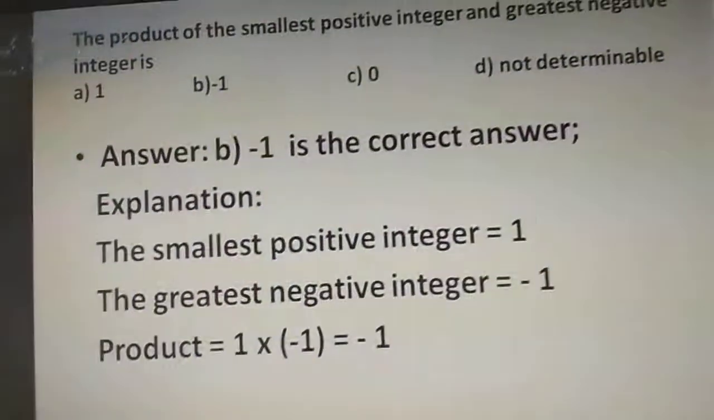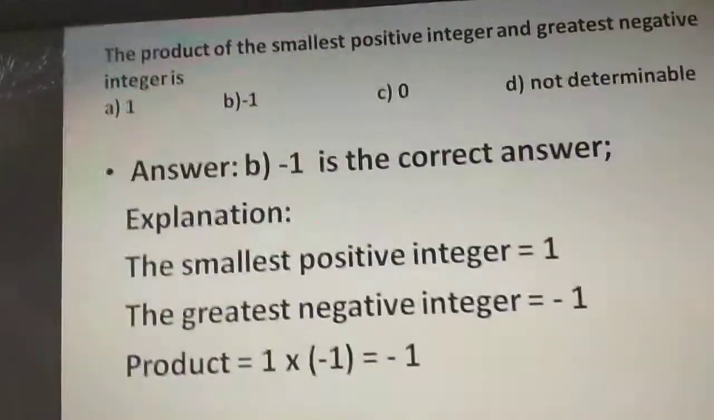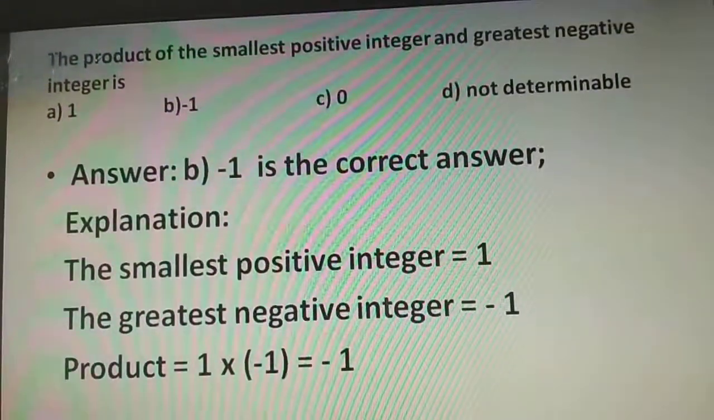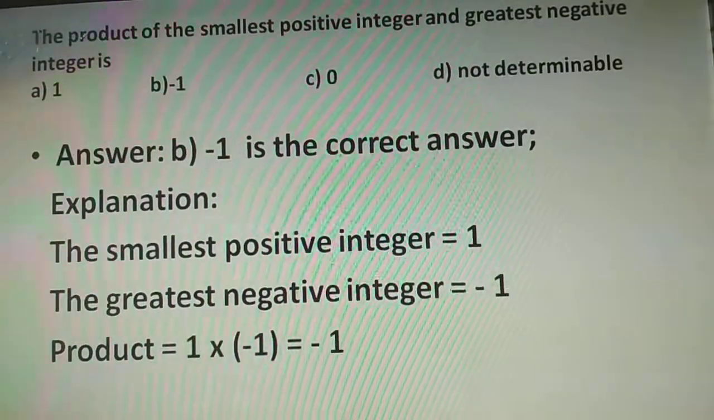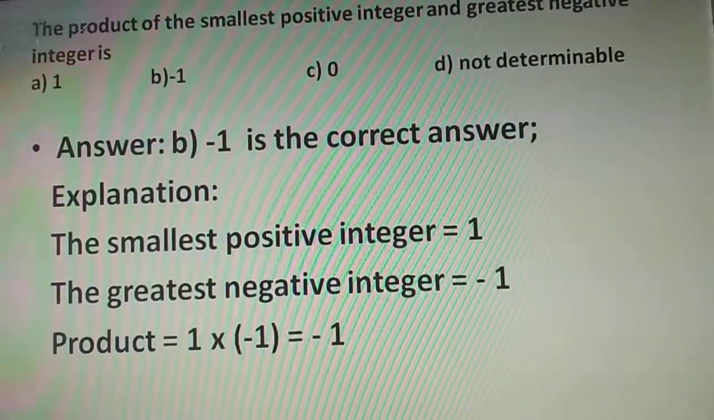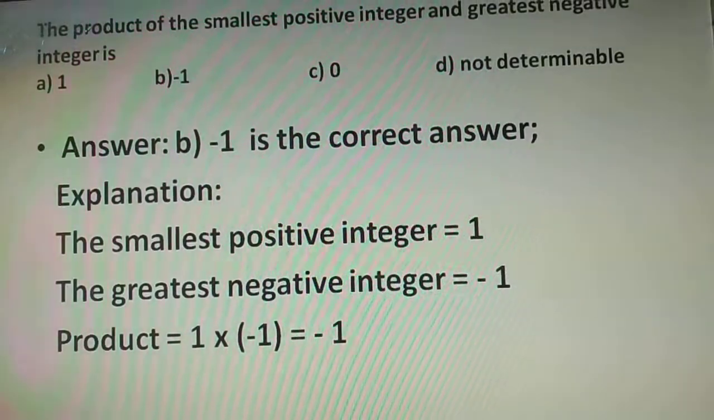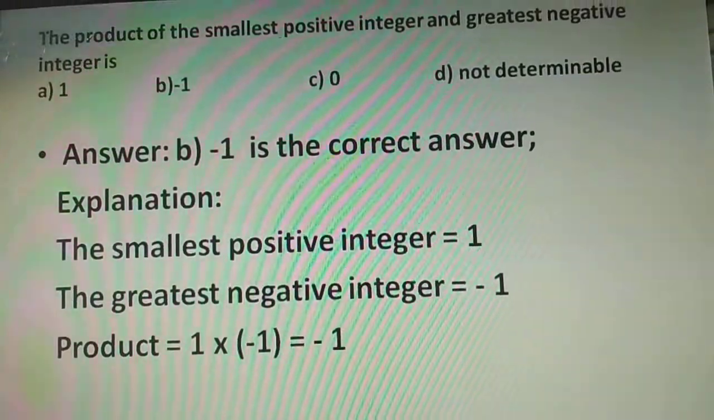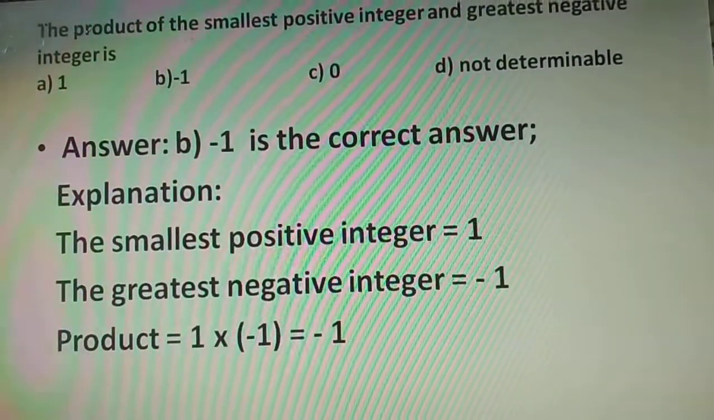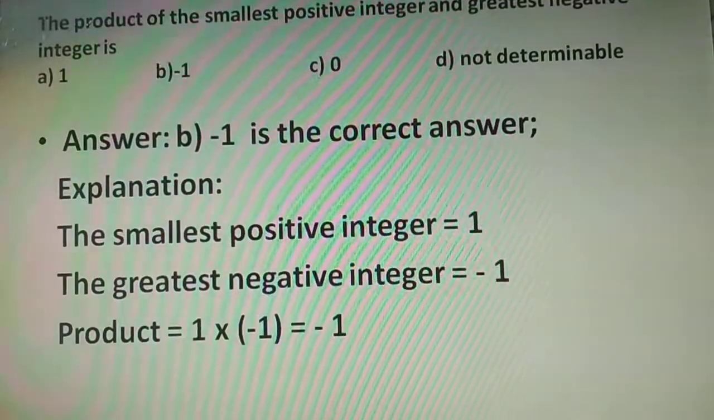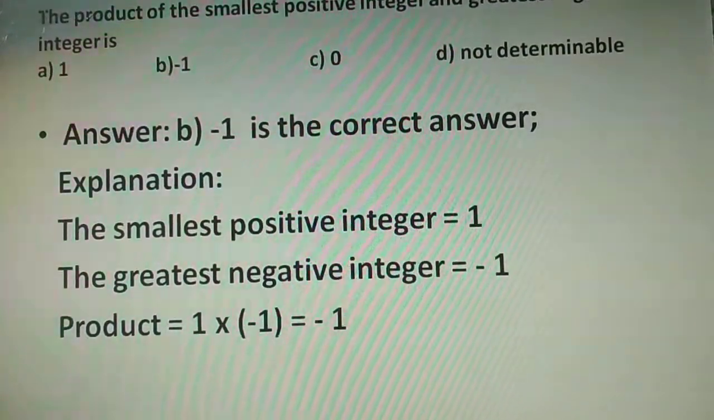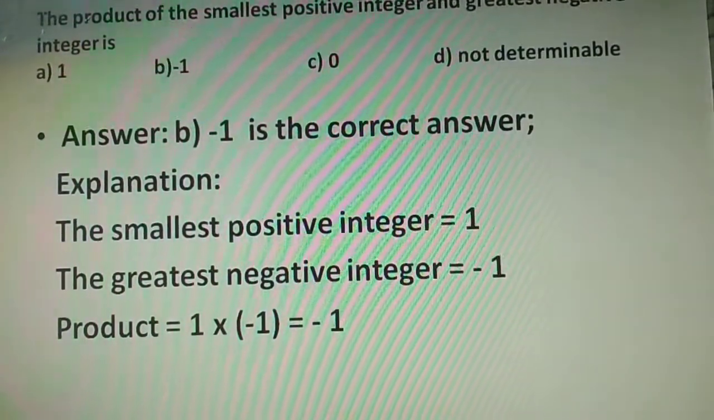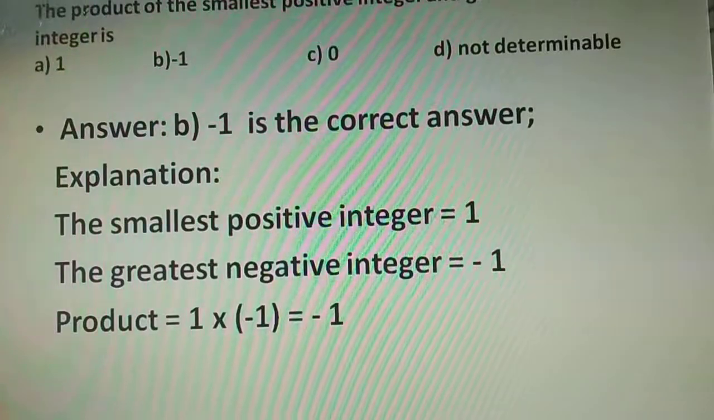Next question. The product of the smallest positive integer and the greatest negative integer is: A 1, B minus 1, C 0, D not determinable. Actually, the student had made a mistake of choosing the D option, not determinable, which is not the correct answer. But the correct answer is B, minus 1.